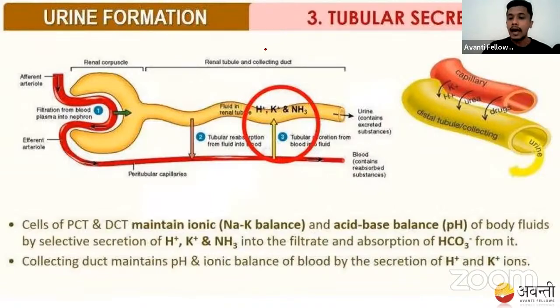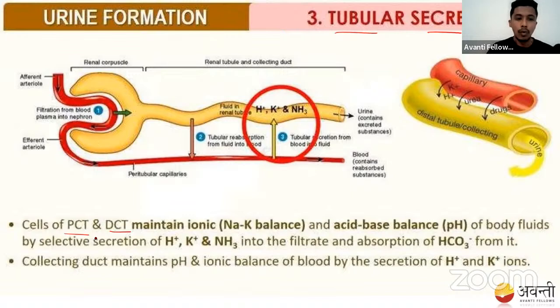Another important aspect for concentrating the urine and for urine formation. Urine is not formed the moment it enters the kidneys. It's a gradual process. Here, the final process of urine formation is tubular secretion. Now, what is tubular secretion? Usually, the cells of the proximal convoluted tubule, distal convoluted tubule, and even your collecting ducts secrete some ions, which help in maintaining the osmolarity, pH, and acid-base balance.